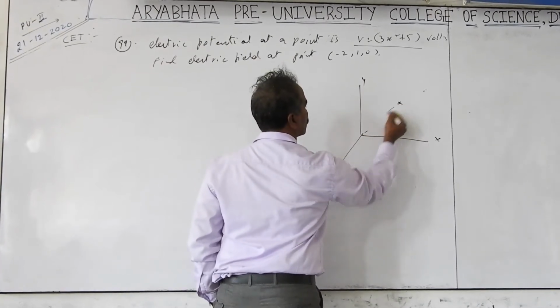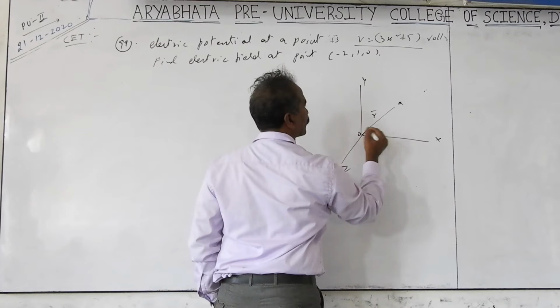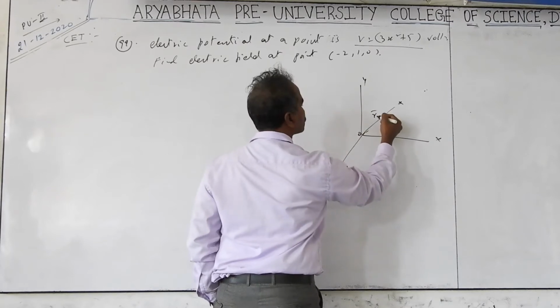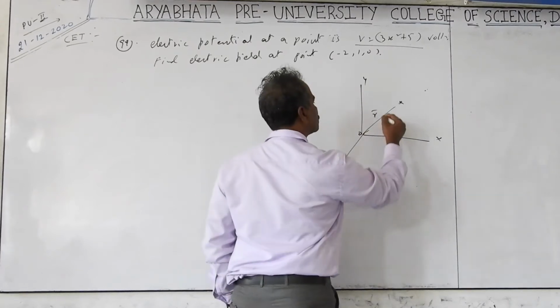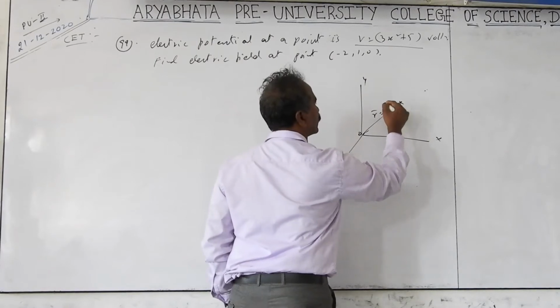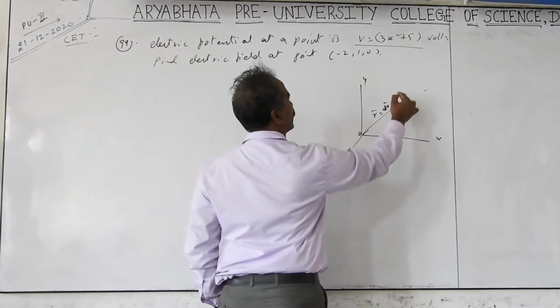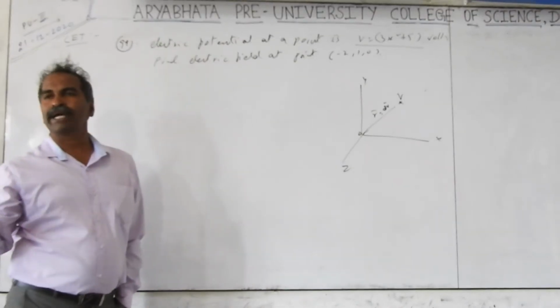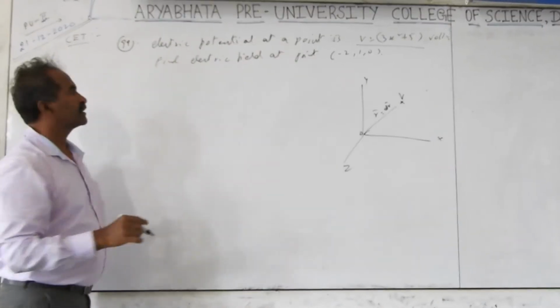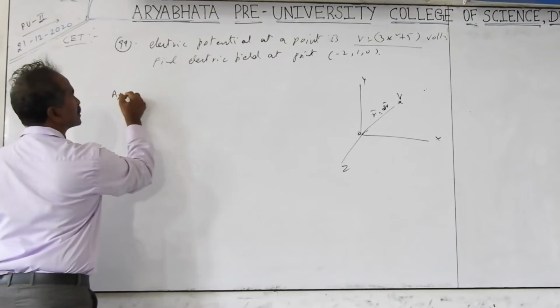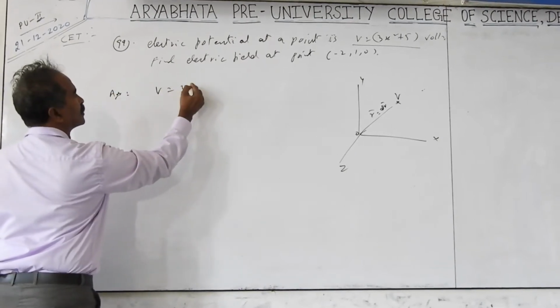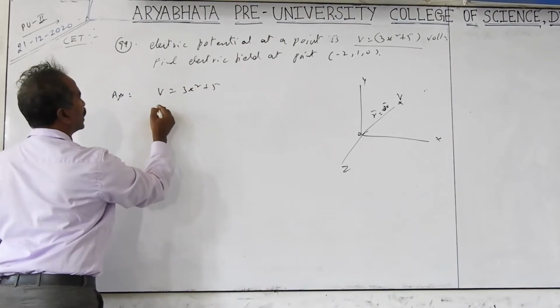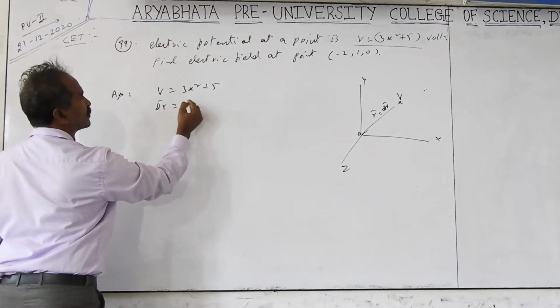So this is going to be the position vector r1. And if you take the displacement, r2 minus r1, that becomes dr. At this point you are finding the potential, and you have to find the electric field. What is the relation between E and V? E equal to minus dV by dr.